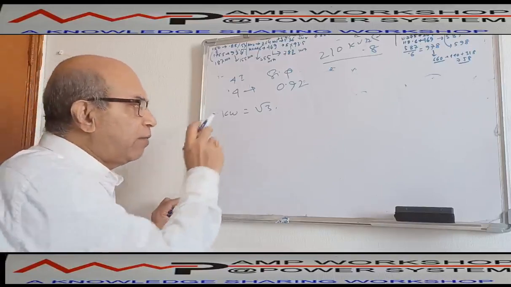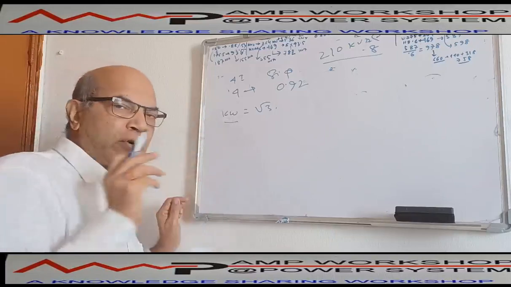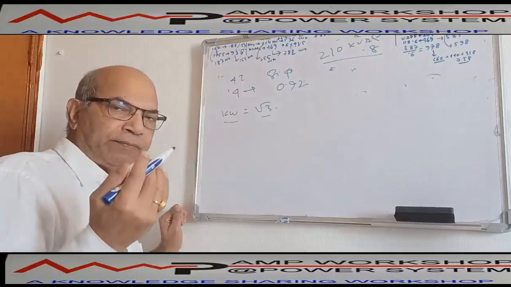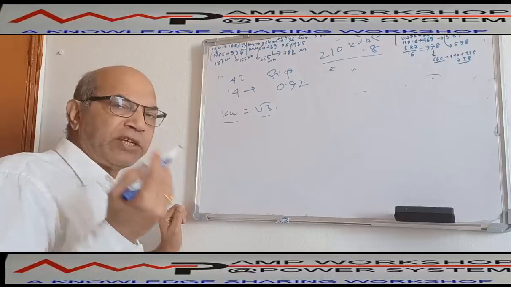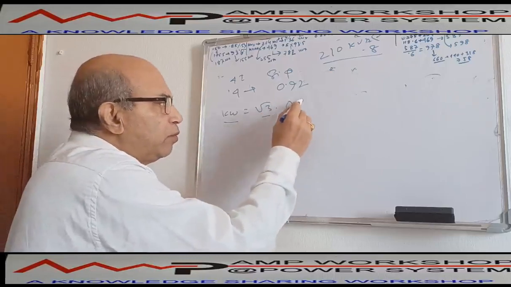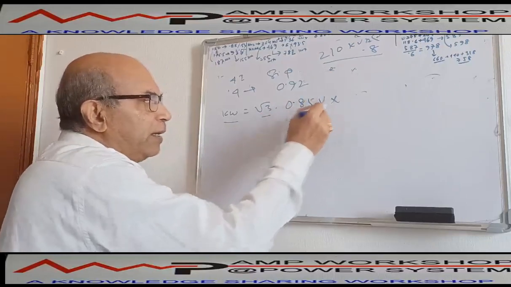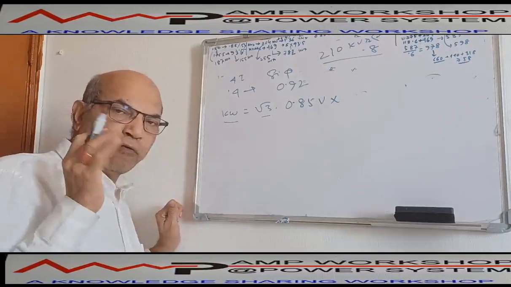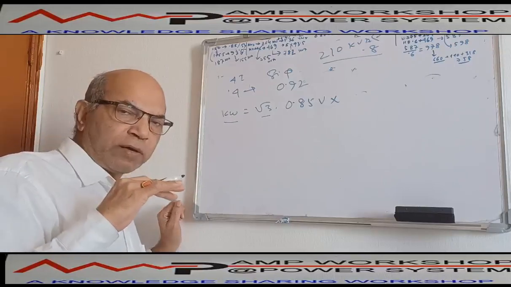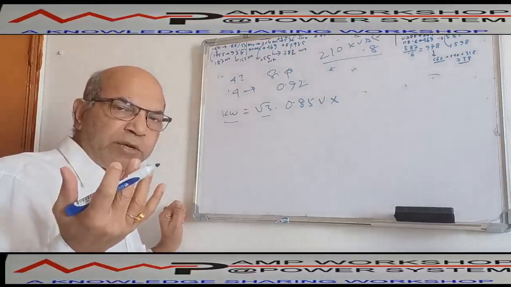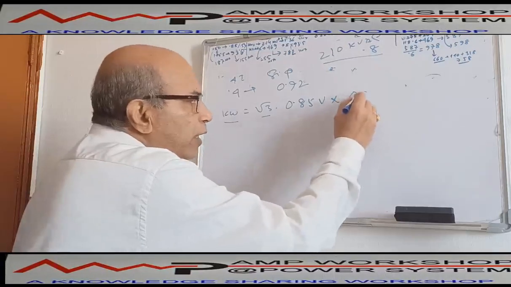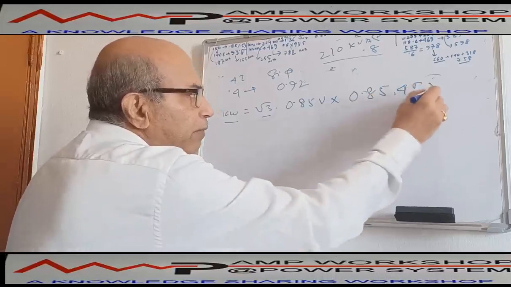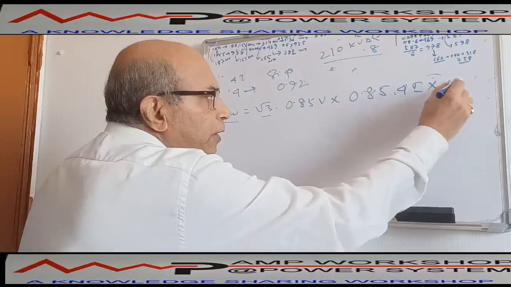That means during starting of the motor, how much kilowatt will it be drawing? It will be drawing root 3 into terminal voltage into current. Now the terminal voltage will be 85% of the rated voltage, that means 0.85 into V. And the current: the starting current, we have said, is 4 times the rated current at full voltage. But when the voltage drops down, the motor starting current is also proportionally reduced. So the motor starting current will also be 85% of 4I, into sine phi, where starting sine phi is 0.92.